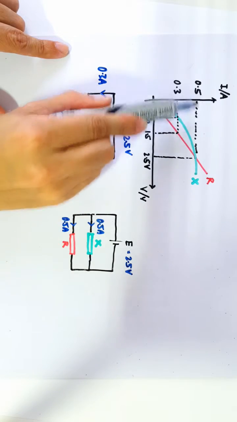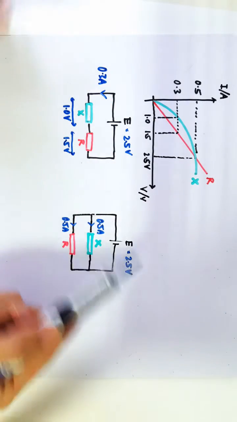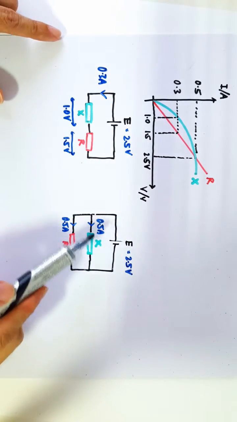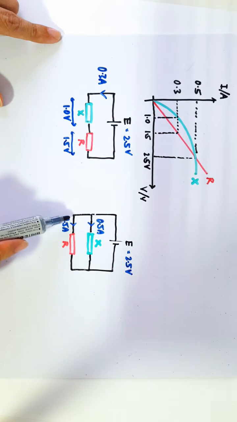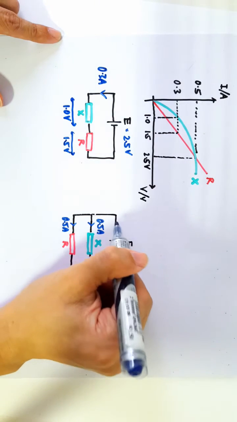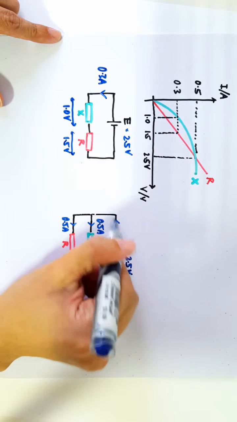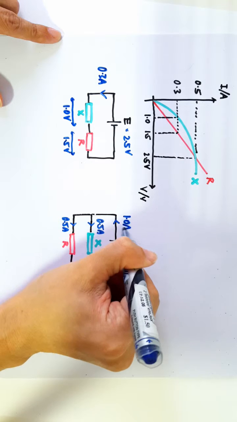It so happens that the current is 0.5 amps for both of them, but it doesn't have to be so. It so happens for this question. So if we have 0.5 amps here and 0.5 amps through this branch, that means the current through here should be 1.0 amps.